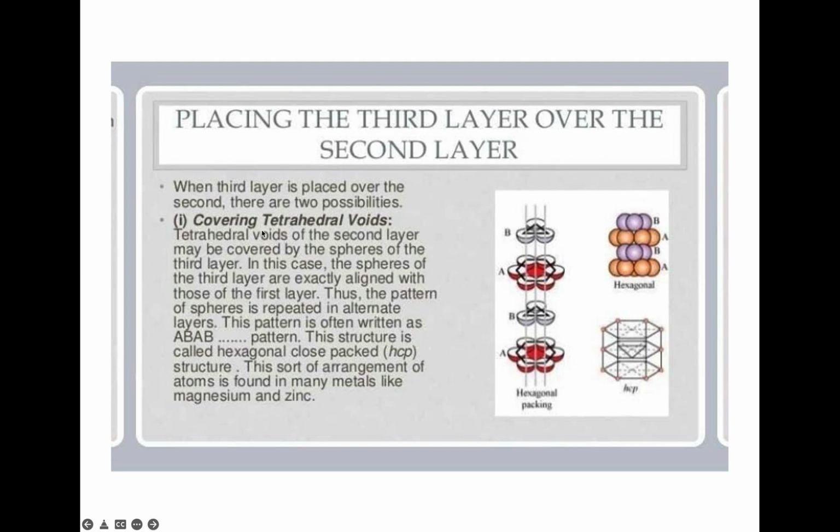Suppose the third layer is placed over the second, there are 2 possibilities, like covering tetrahedral voids. Tetrahedral voids of the second layer can be covered by the spheres of the third layer. So, the spheres of the third layer are exactly aligned with those of the first layer. If it is like that, then the pattern of the spheres is repeated in alternate layers, and we often write it as ABAB like that. So, this structure is called HCP or hexagonal close packed structure, and this sort of arrangement of atoms is found in metals like magnesium, zinc and all that.